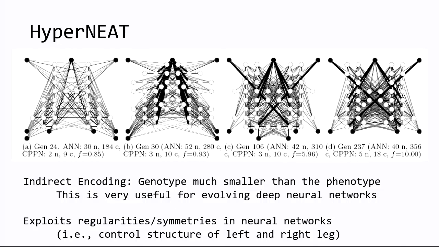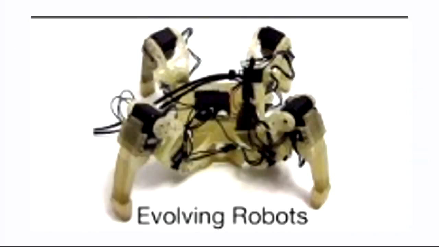networks. Now, this also, as I said, exploits regularities, so it actually helps you when you have a lot of regularities in your space. So again, the control structure of left and right leg should probably be either the same or maybe inverses of each other. And so you don't want to have to encode that twice in the genotype. You just want to have to evolve it once and then use it twice, which is really key.